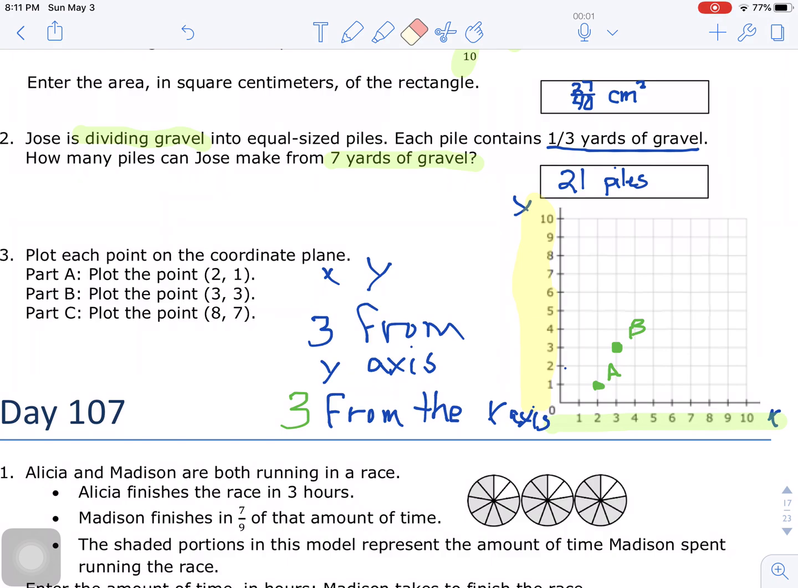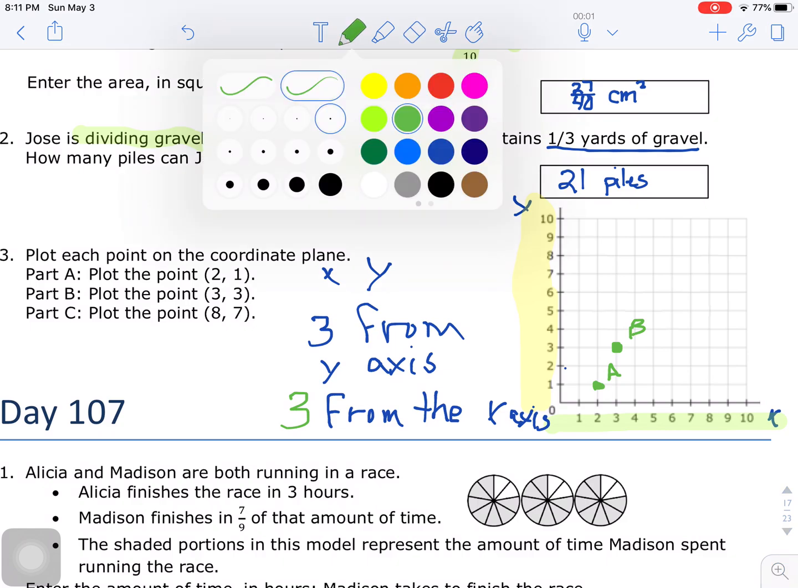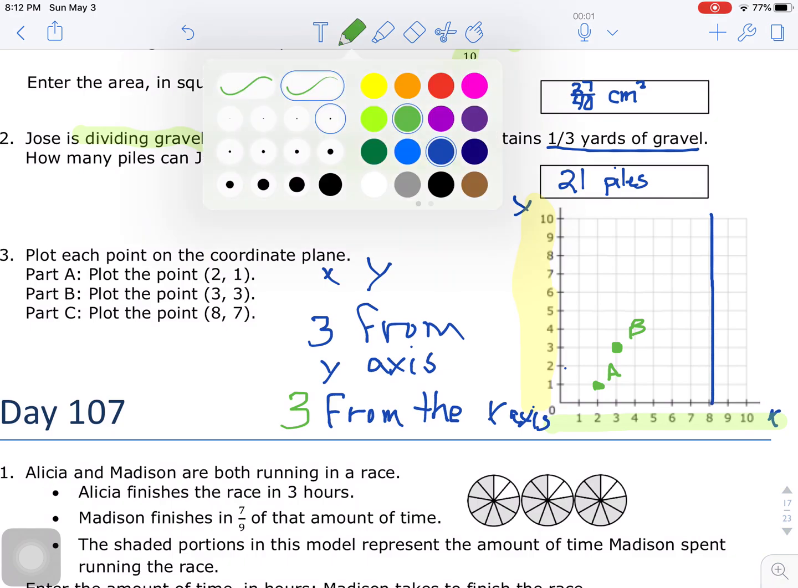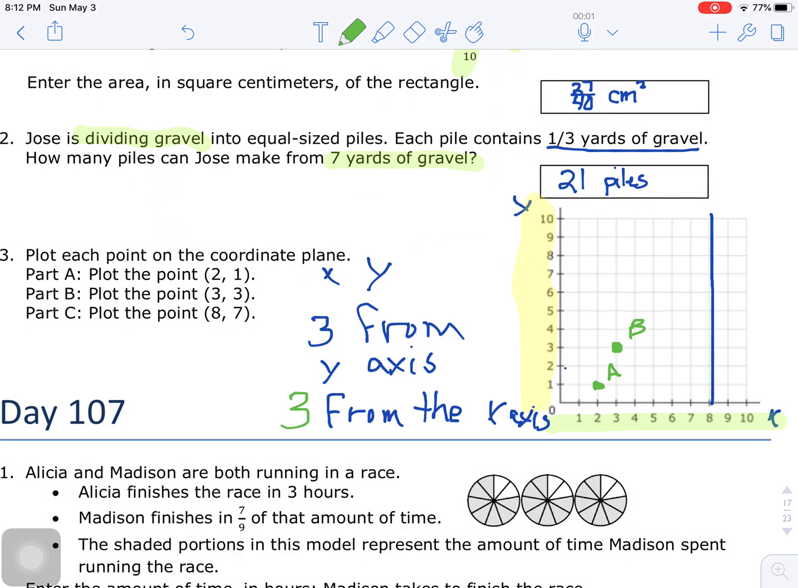So again, there are multiple strategies that we can follow in solving a math problem. And this is just another way of looking at it. So for part C, we are 8 from the y-axis. And we are 7 from the x-axis, and wherever they meet, that's where our point is. So that would be part C. So anyway, just a different way of looking at things. If you have any questions, please reach out to your teacher.